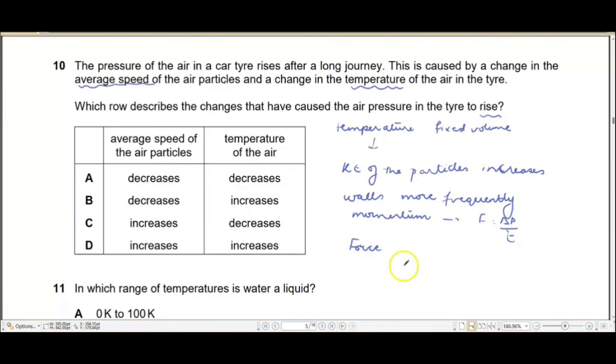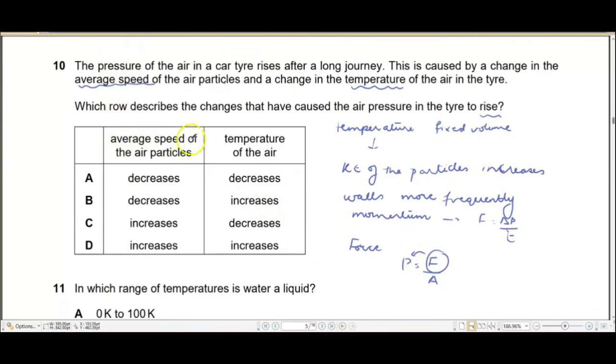And when the force increases, the pressure is equal to force over area. Since the area is not under discussion at the moment, since the area of the tire is fixed, when the force increases, the pressure also increases. So this is all the logic behind this scenario.